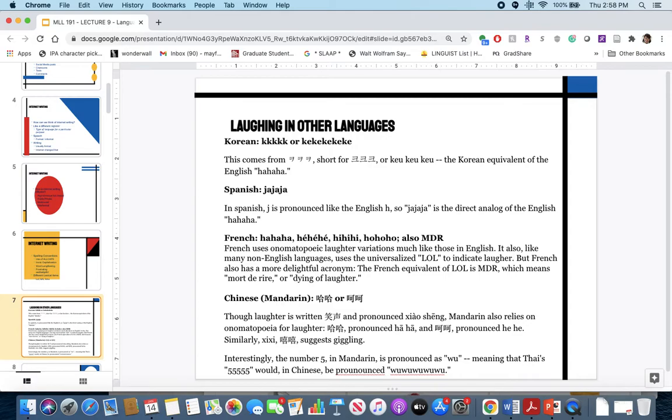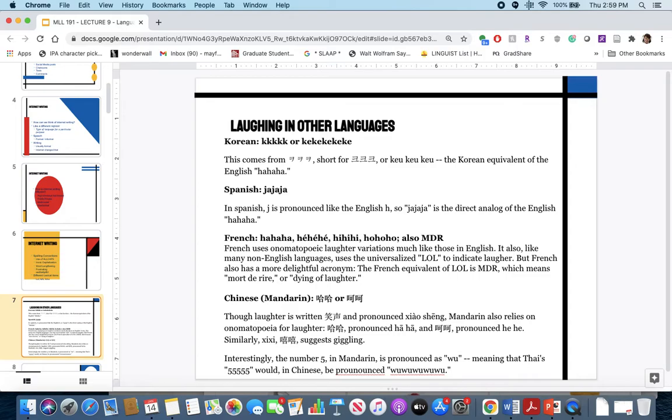So, the ways that people laugh in other languages. If you were able to use LOL, you'd understand what that means. But in other cultures, they'll use things like KKK or ja ja ja for ha ha ha if you speak Spanish. French has a variety of different onomatopoeia for laughter, depending on who they're speaking to or in what sort of different contexts. But they also have MDR, right? Mort de rire, dying of laughter.